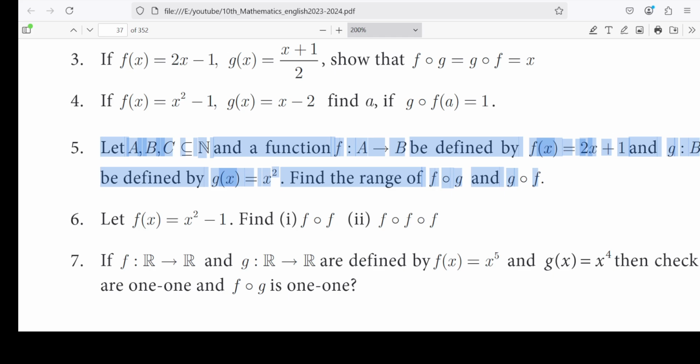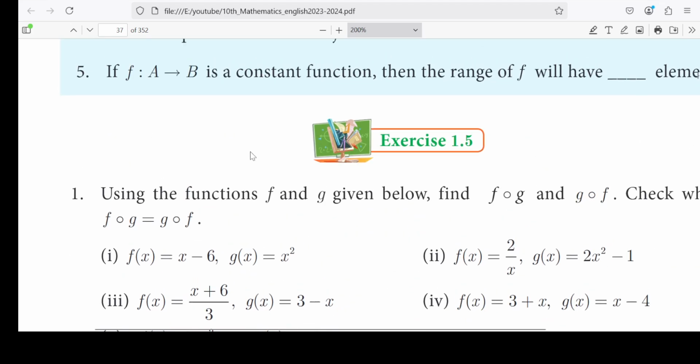In this class, we will be learning the fifth problem in exercise 1.5.